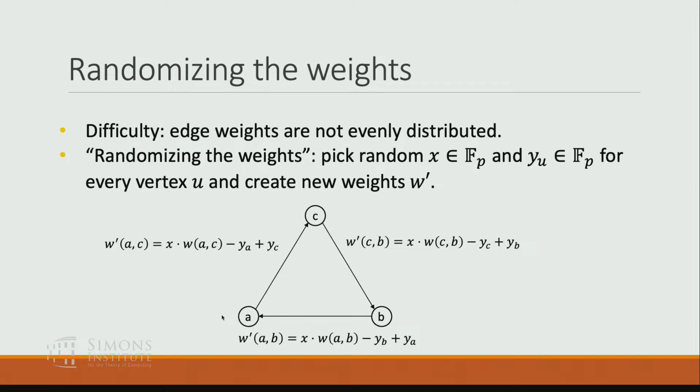Right, so here, an edge from A to C has new weight x times w_AC minus y_A plus y_C. Okay. And because we are directing the edges in this clockwise way, the new weight of a triangle will be x times its old weight. And because we are in a finite field, if x is non-zero, then the set of zero-weight triangles in the graph will not change. And the probability that x is 0 is very small, so we can more or less ignore that case.